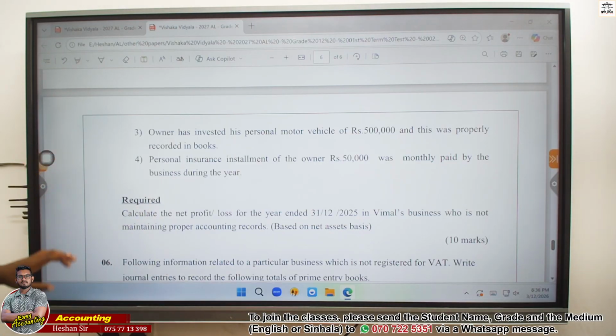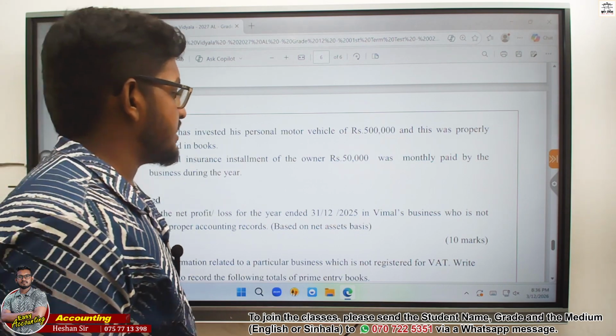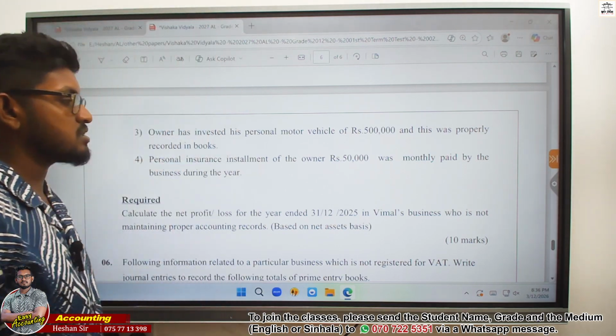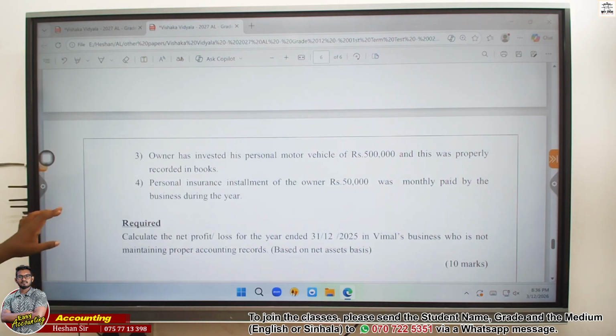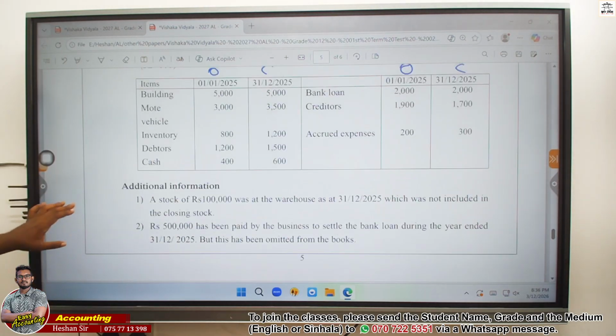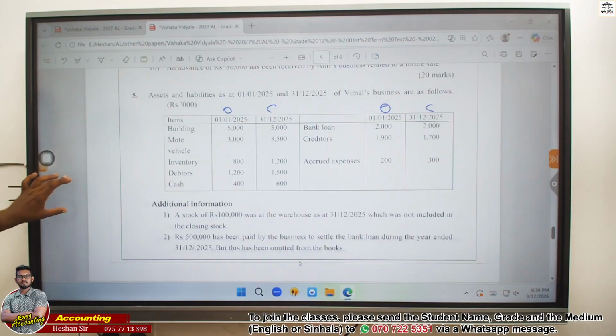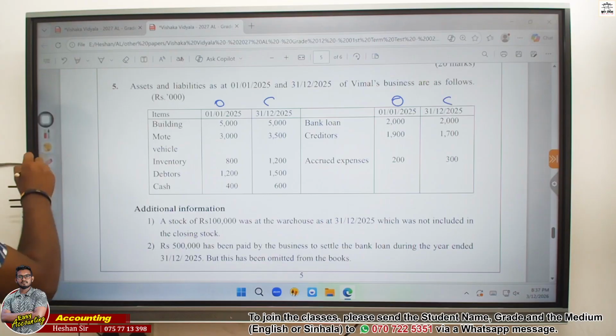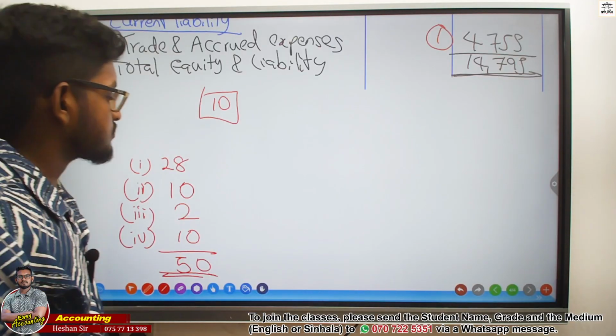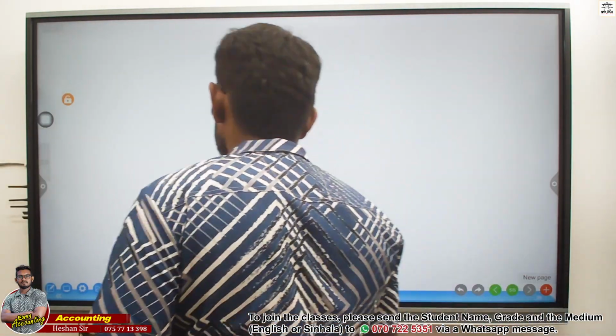Now calculate the net profit or loss for the year ended 31st of December 2025, if Vimal's business is not maintaining proper accounting records, based on the net asset basis. Now it's easy to calculate. 10 marks.